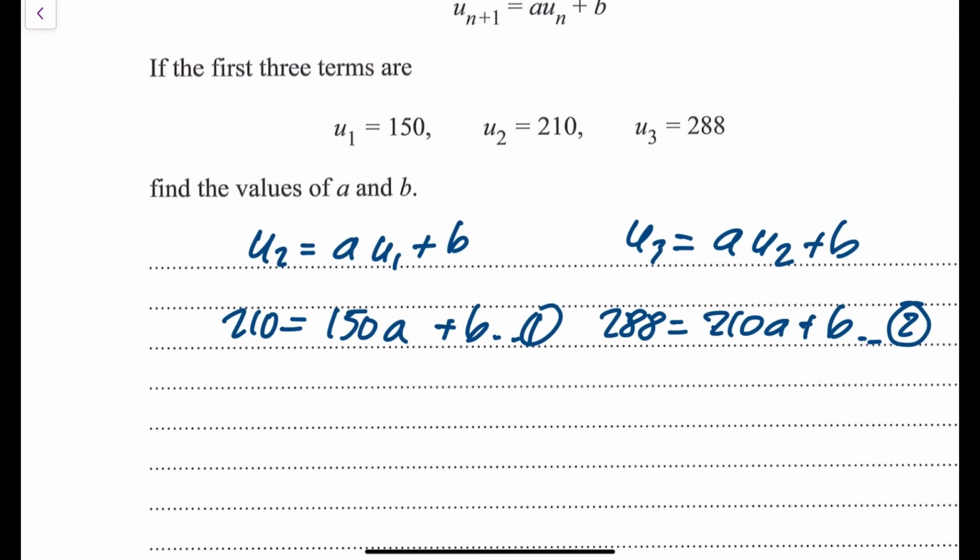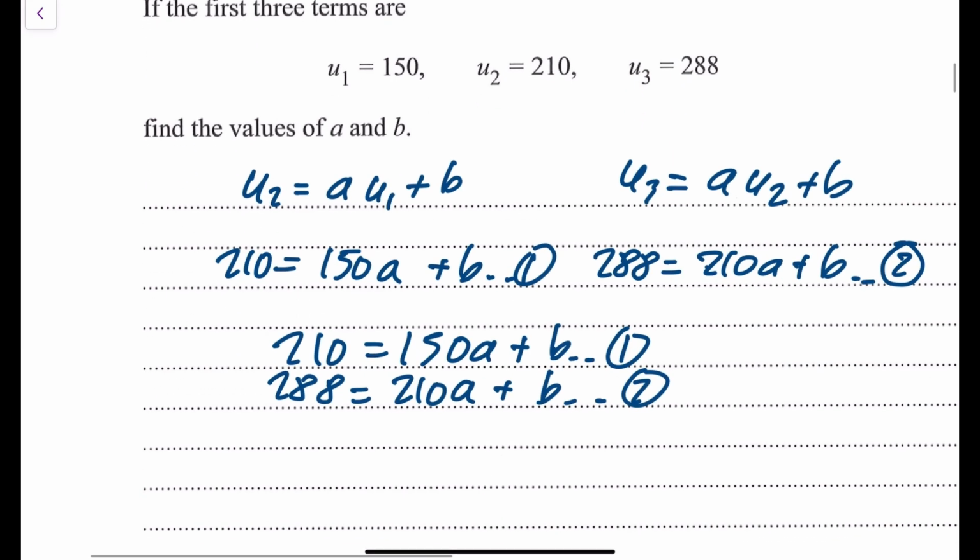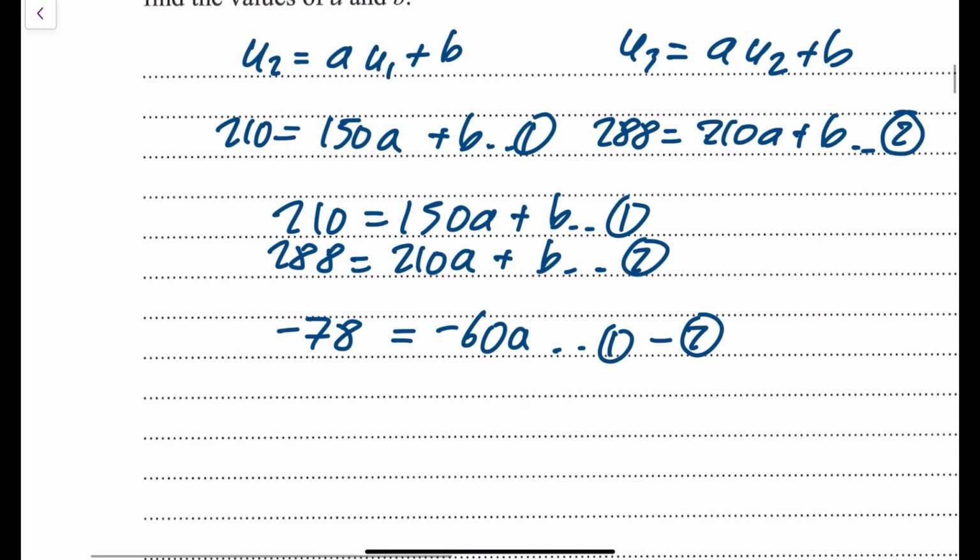I'll just write those down very quickly underneath each other to make life a wee bit easier for myself. Equation 1, and then my equation 2, and then I'm just going to subtract. I'll get minus 78 is equal to minus 60A. That was equation 1 minus equation 2. Divide across, then that's just going to be 78 over 60 is equal to your A. My A works out to be 13 over 10.